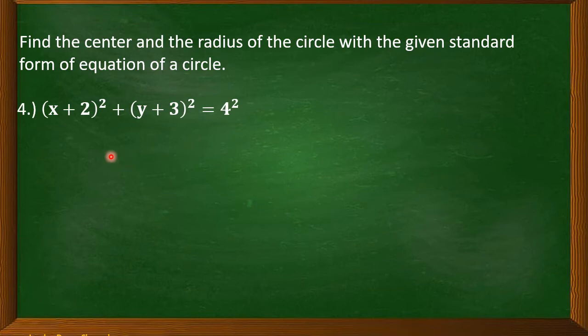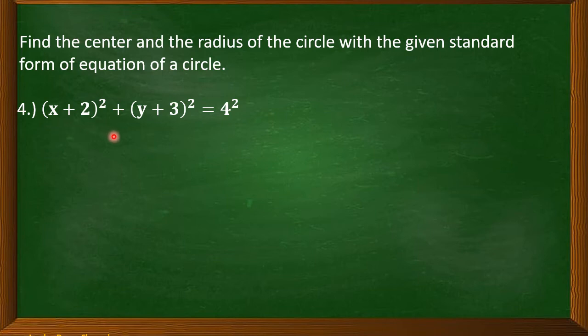Another example. Quantity of x plus 2 squared plus quantity of y plus 3 squared is equal to 4 squared. So this is now dealing with the standard form of an equation of the circle where the center is at h and k, meaning not at the origin. So it's very easy to determine the center.